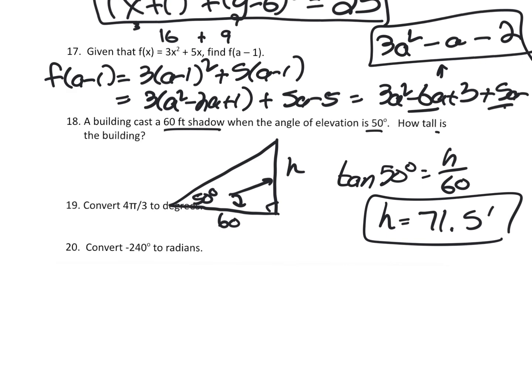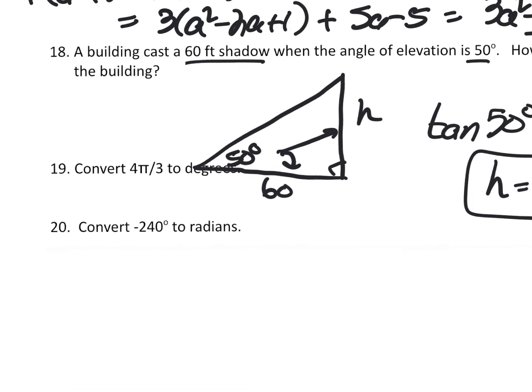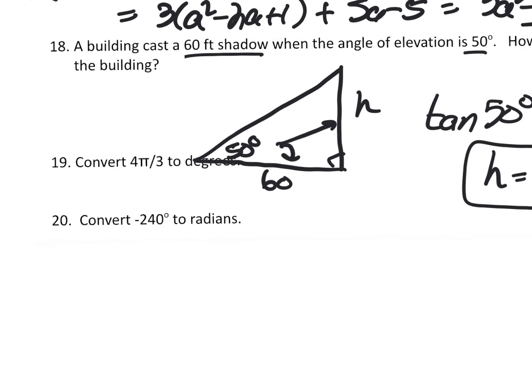All right. Last two, 19. 19, change 4 pi over 3 to degrees. Remember, pi is the same thing as 180, so I'm just going to do this. I'm going to say 4 times 180 over 3, and just punch that in, and I'm going to end up with 240 degrees. And the last one, change negative 240 to radians.